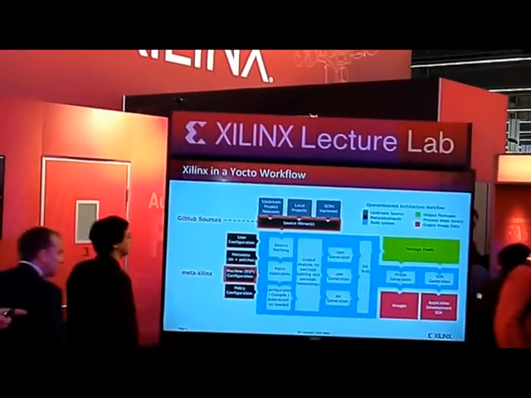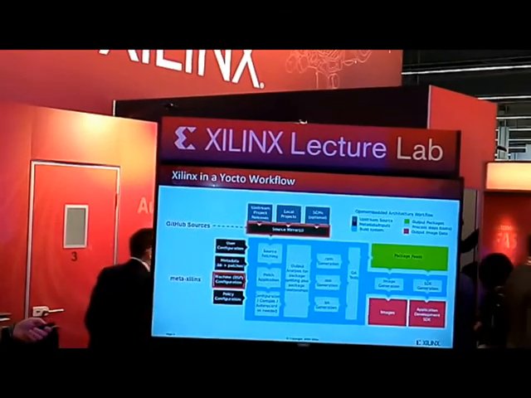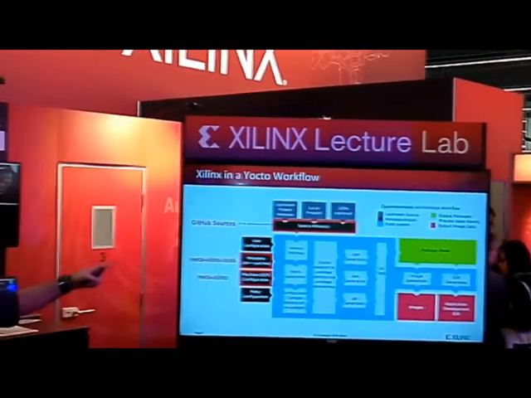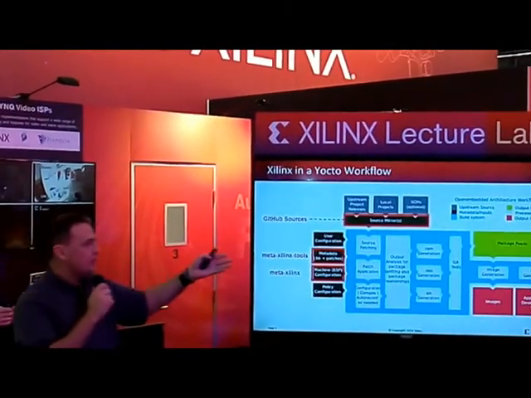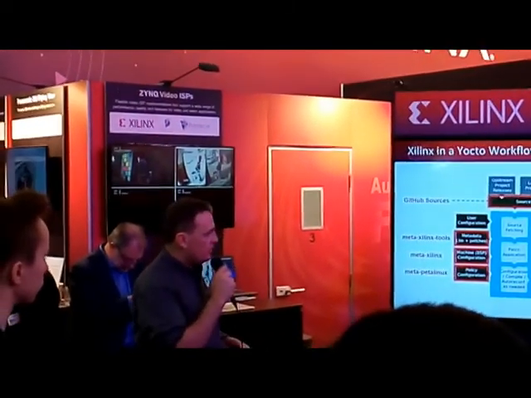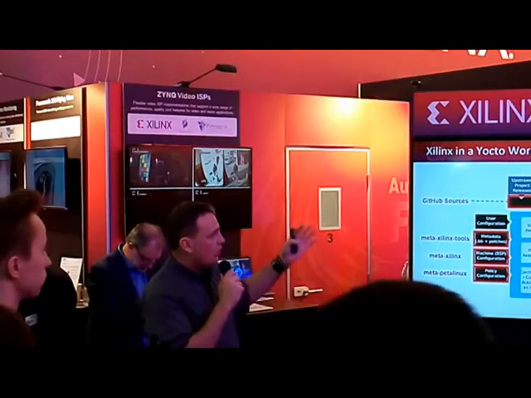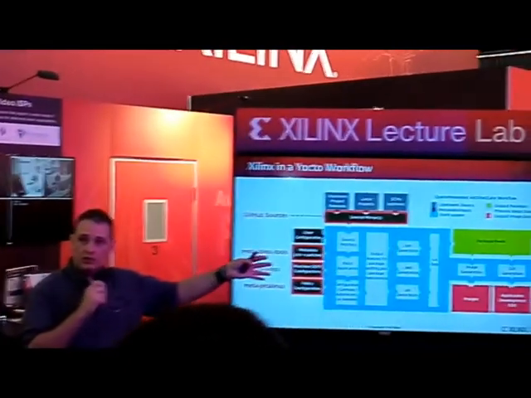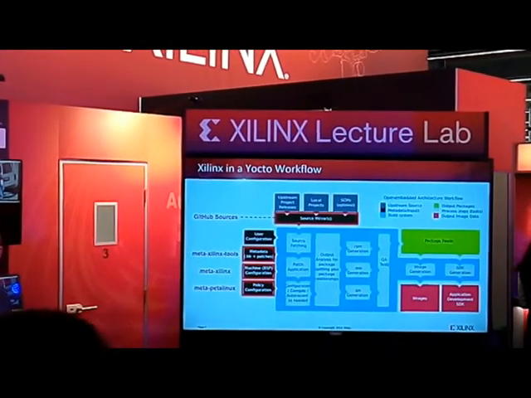That Meta Xilinx layer plugs in as a BSP layer in the Yocto flow. Meta Xilinx Tools, I put it in the metadata layer, it's kind of a hybrid of some other things, but that's kind of the best fit. And then Meta Petalinux. So all of this is in a normal Yocto flow. We're not asking you to change what you're doing now.